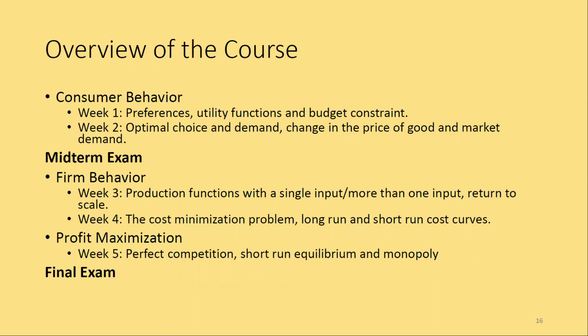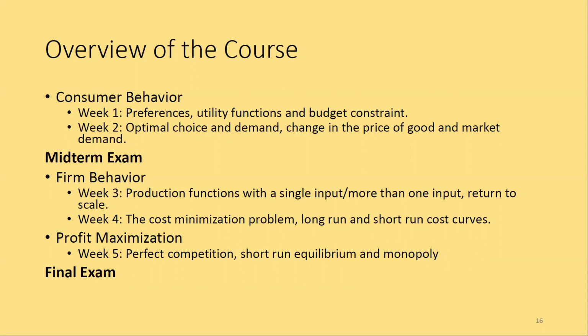So here is an overview of the course. In the first part, we are going to talk about consumer behavior, in which we are going to define preferences and utility functions, which are mathematical ways of representing preferences, and then the budget constraint, in which we are going to solve the constrained optimization problem and find the optimal choice. We will also look at how a change in the price of a good affects people's demand for the good, and eventually derive the market demand curve.